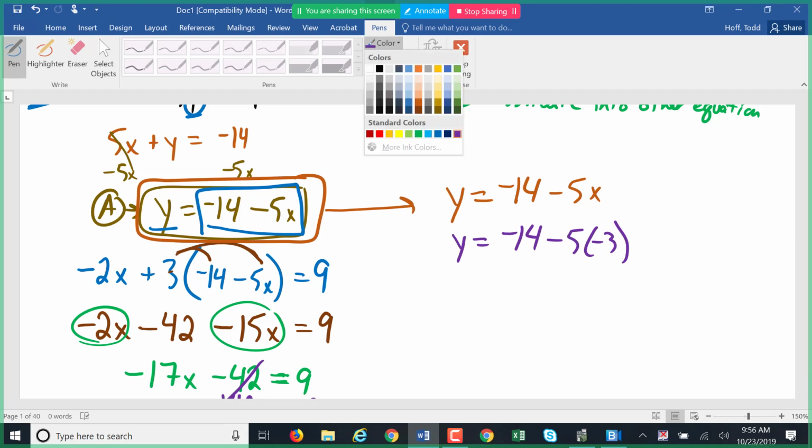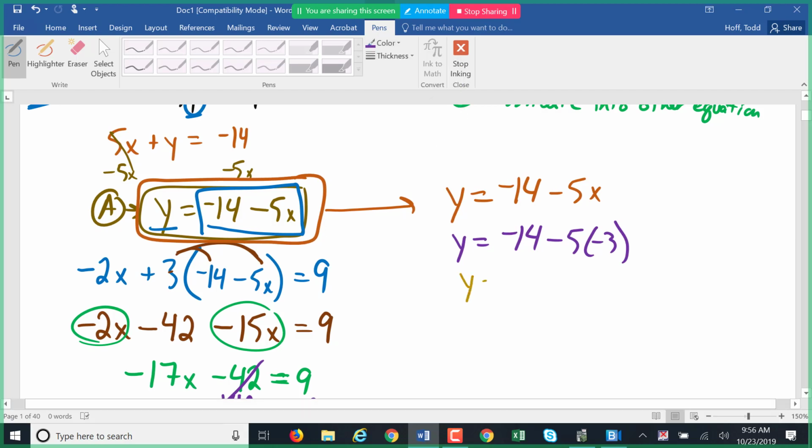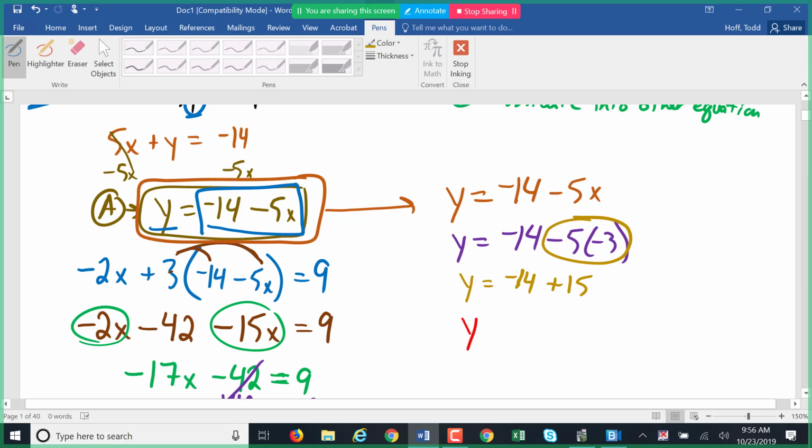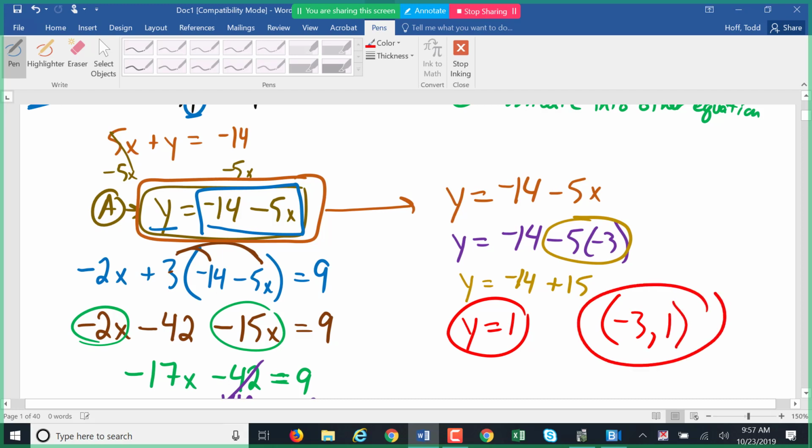Now I have to be very careful here with the signs. Of course, the -14 isn't going to change right now, but I'm going to treat this as a -5 times a -3, which will be a +15. Then for y equals -14 plus 15 is a +1. So y is +1. So our solution there is x is -3 when y is 1. Any questions there?